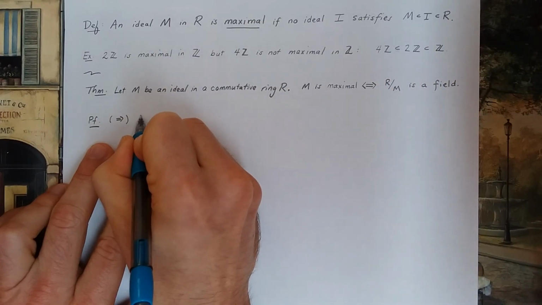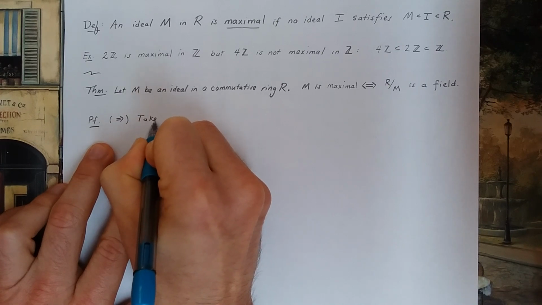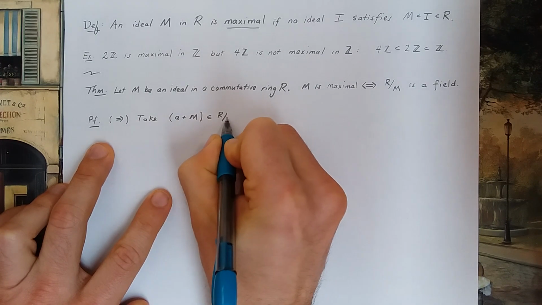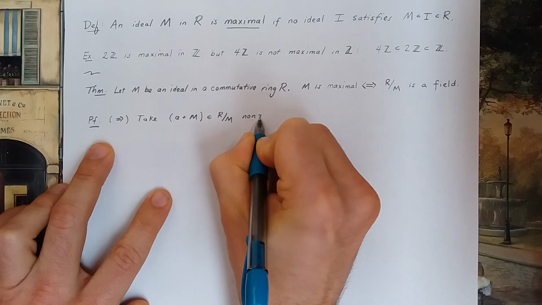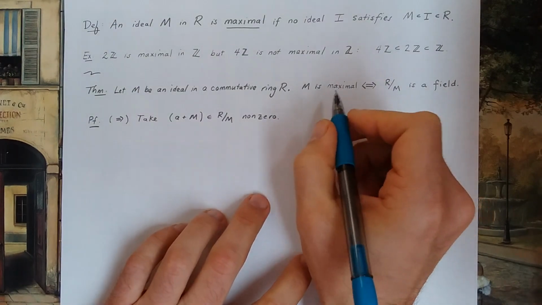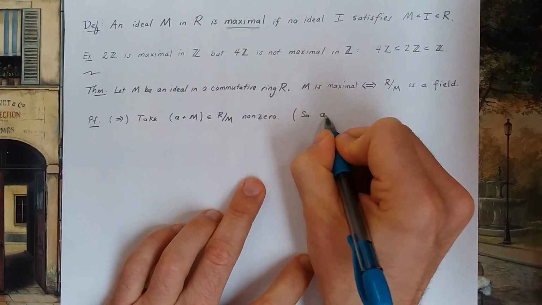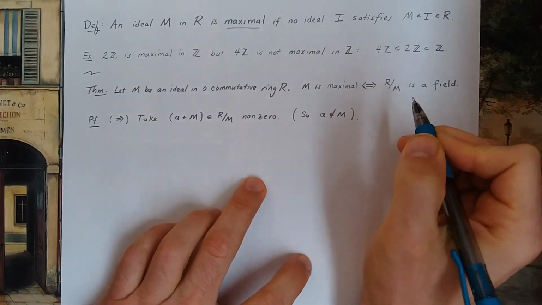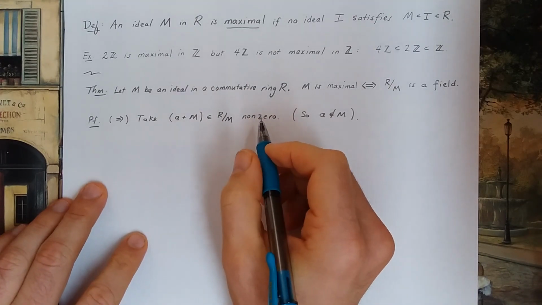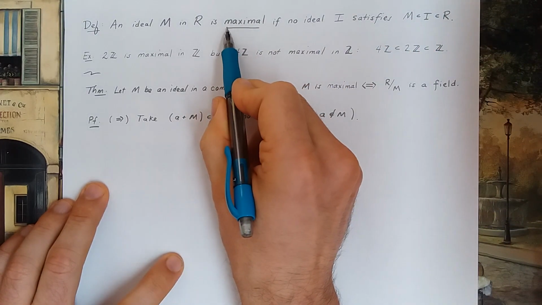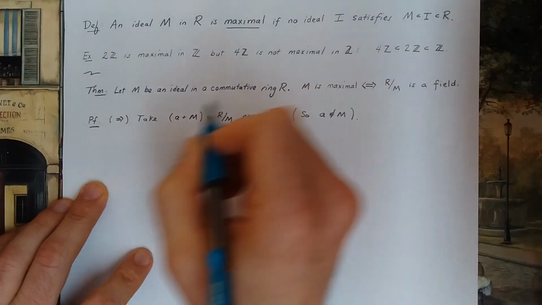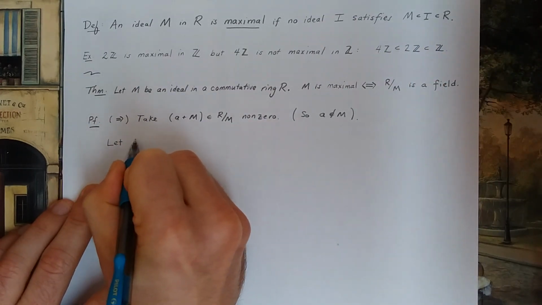So I'm going to take an element in the factor ring, A plus M, and I want to take this to be non-zero. Now what non-zero means in the factor ring is that A cannot be in M. Because if A was in M, then this would be the zero element in the factor ring. So somehow I have to use the definition of a maximal ideal, meaning I need to play around with this condition here.